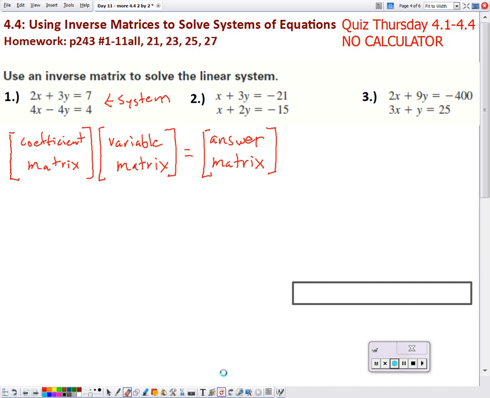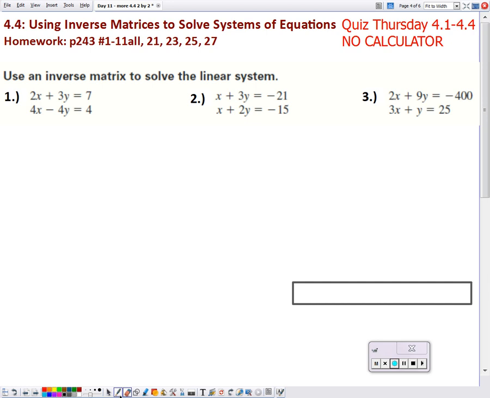Alright. So what I'm going to do first is pull out my coefficients. My coefficients are 2, 3, 4, negative 4. And I write them exactly as I see them in a 2 by 2 matrix. Now my variables are x and y. I'm going to write them in a 2 by 1 matrix, one on top of another. X, y. Then I'm going to write my answers just as they look, 7 and 4.